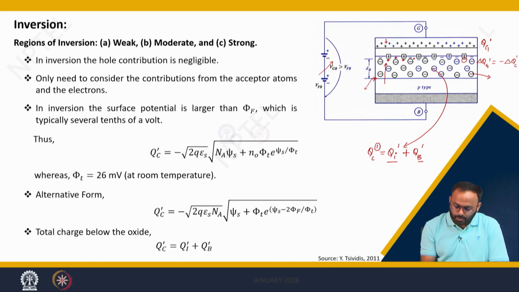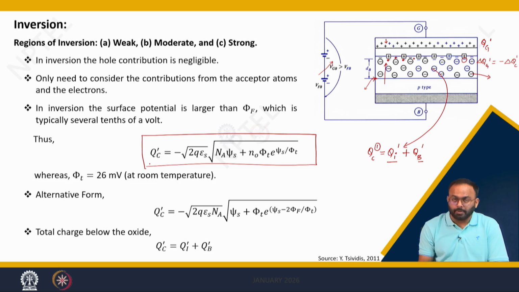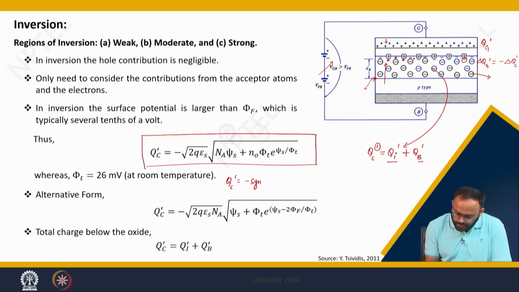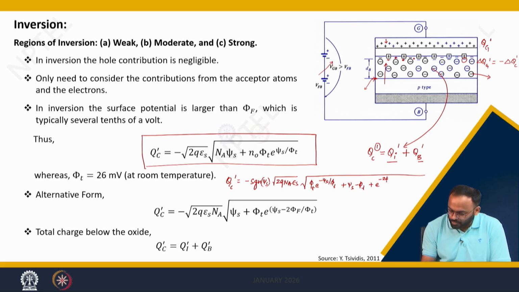If we ignore the hole contribution in our complex formula derived in previous lectures, QC dash, we can simply ignore the term of hole contribution. So let me rewrite. QC dash was given by minus signum psi s square root of 2 into Q into Na into epsilon s, square root of phi t, plus psi s minus phi t, plus exponential of minus 2 phi f over phi t, e to the power of psi s by phi t into phi t minus psi s minus phi t.